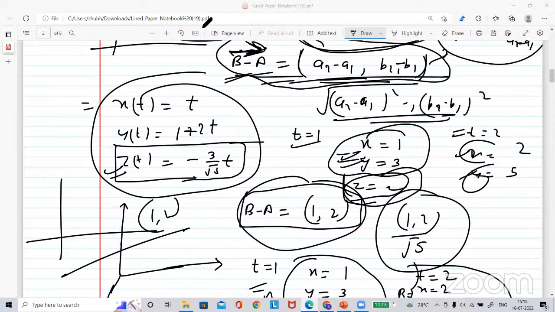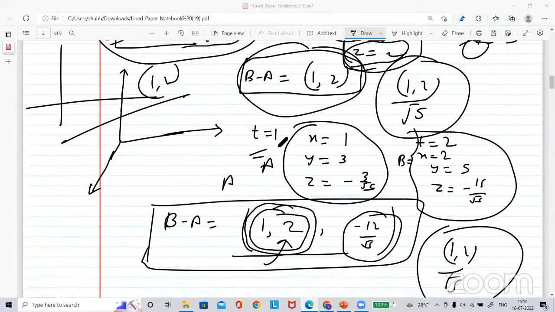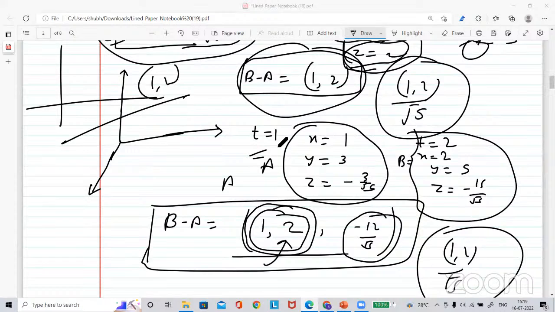So maybe when we do it ourselves, it will be more clear. Otherwise, the theoretical part is clear.